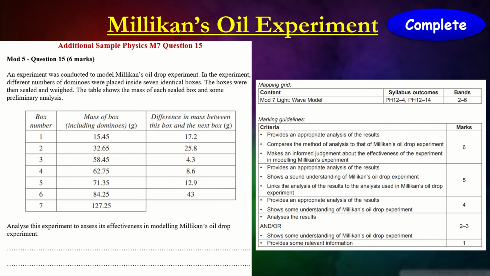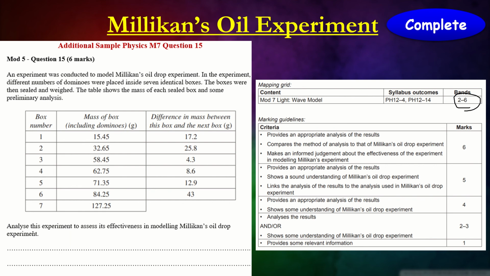Alright, what I would like you to do is look at 2 past paper questions. One is from the additional sample paper, module 15. There are the actual guidelines. It's worth 6 marks, so it's a decent sized question. And the band range, if you have a look, is from band 2 to band 6. So obviously you can assume where those bands are on the spectrum here.